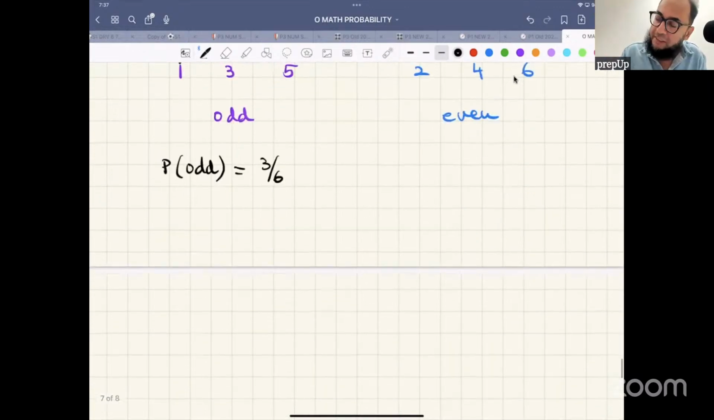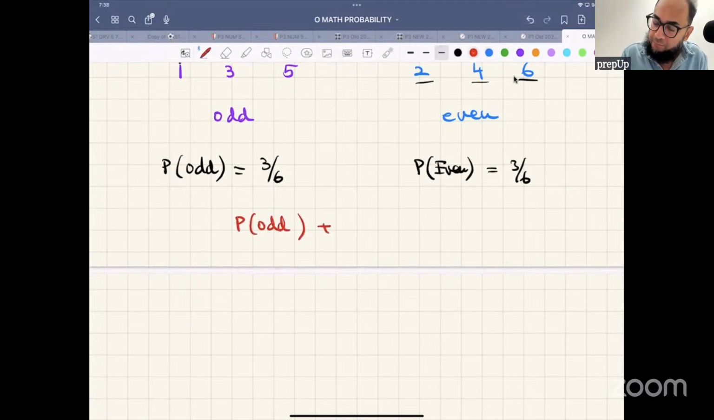Probability of odd is 3 out of 6, and probability of even, that's also 3 out of 6. And again, the rule applies. Probability of odd plus probability of even adds up to 1. Even is basically not odd.